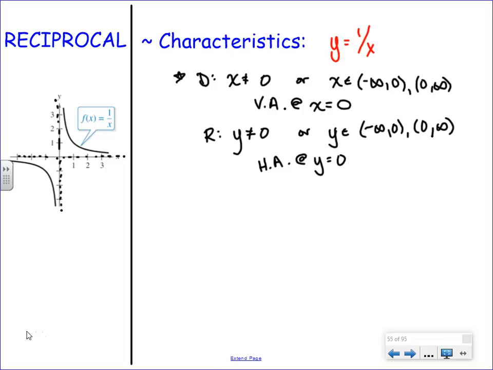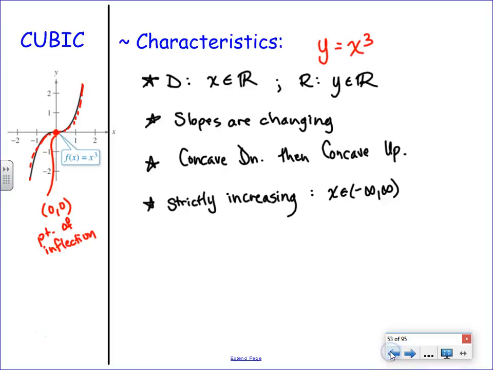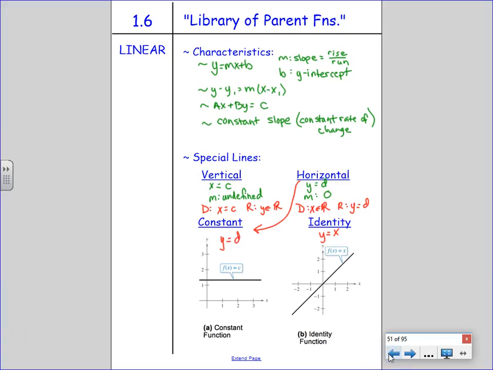Yesterday, what was the very first parent function that we talked about? The easiest one. Linear. All right, hold on. I want us to go back to that linear one. I want you guys to label a couple things for me, to help us get ready for section 1.7.